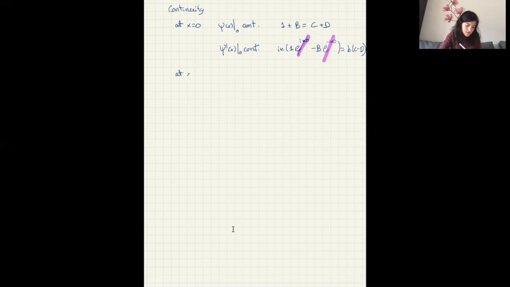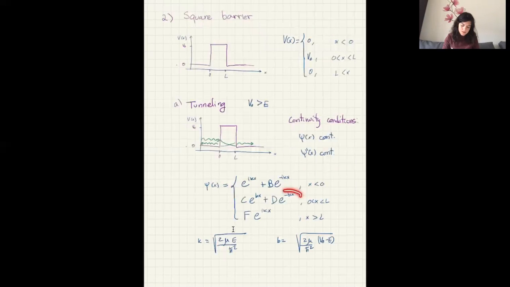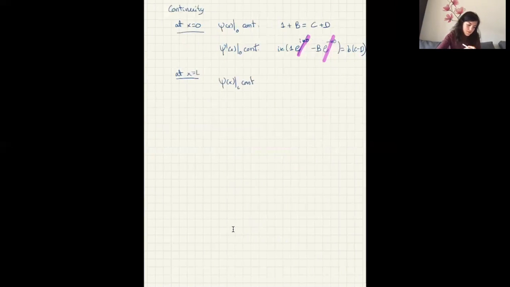And at x equals L, we do the same thing. So now we need to have this being the same as that. Okay, we can do this. So we get C e^(BL) plus D e^(-BL) equals F e^(ikL). And the fact that this one is continuous, we get B times (C e^(BL) minus D e^(-BL)) equals ikF e^(ikL).